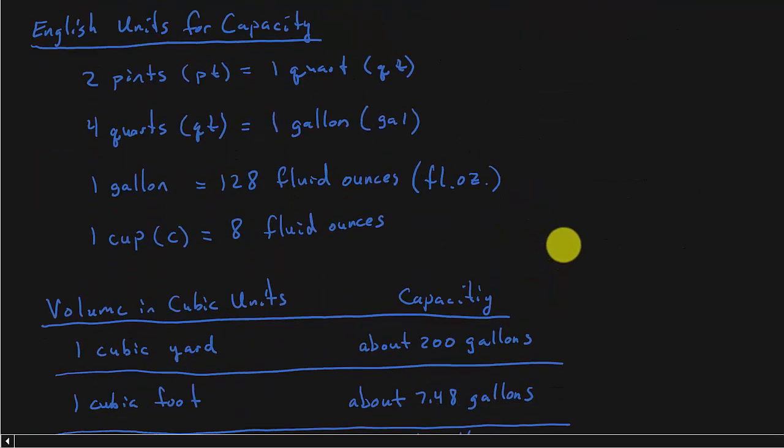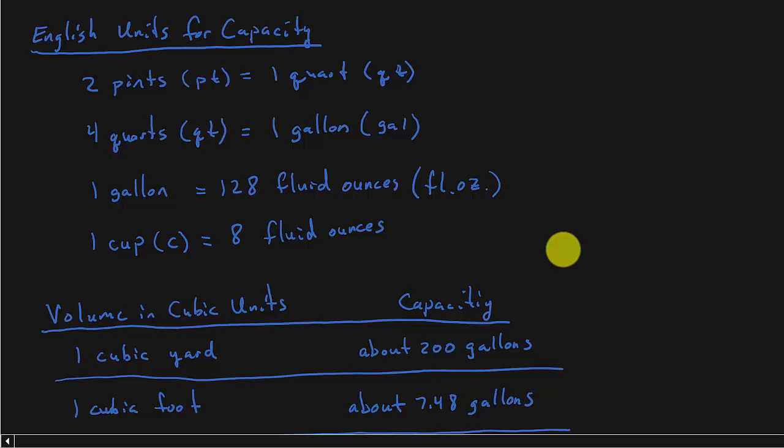All right, so now we've got English units for capacity. So now we're talking about volume. Remember the difference between area and volume. Area is like, say you have a wall and you need to paint it. How much paint do you need to cover that wall? That's area. Volume is, let's say you have a basketball and you cut a hole in it. How much liquid can you pour into that basketball to fill it up?